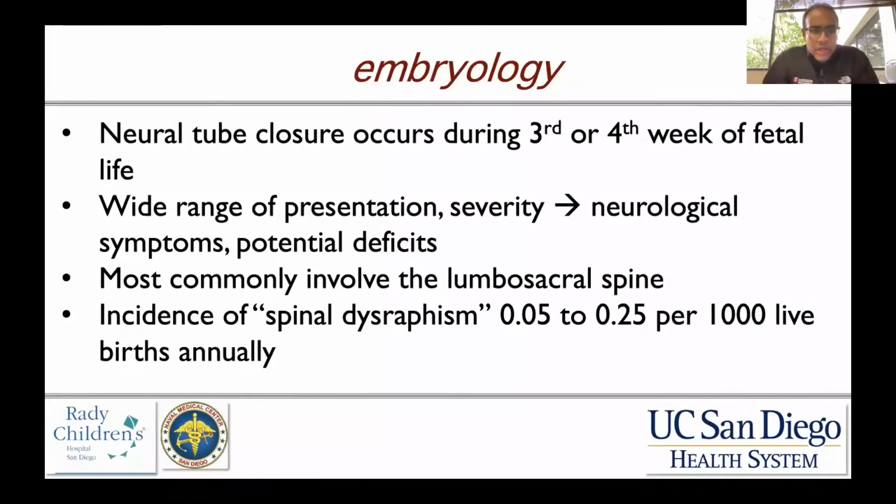So as you all know, neural tube closure occurs really during the third or fourth week of life. And with neural tube defects, there can be a wide range of presentation and severity. And as a result, there's a wide range of neurological symptoms and potential deficits. And so that's why seeing the patient and evaluating their neurological function is really, really important. These most commonly involve the lumbosacral spine, and the incidence of, again, this kind of all-encompassing term of spinal dysraphism is really 0.05 to 0.25 per 1,000 live births annually.